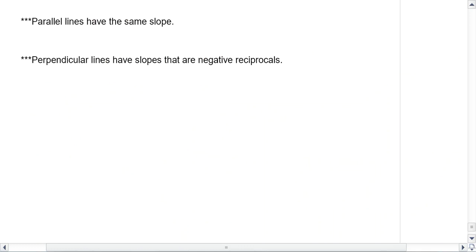Now a little bit of review from geometry. I believe that you all know that parallel lines have the same slope. Parallel lines run side by side forever and never cross.